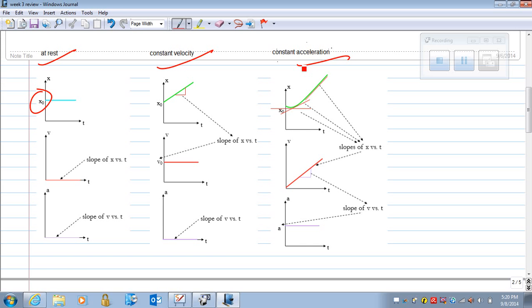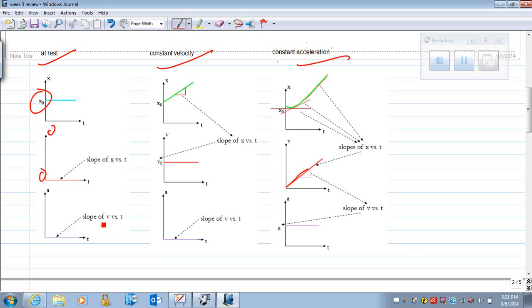And the next one, for the velocity time graph, if it's at rest, then it obviously is going to be at 0. Here's our velocity time graph. Okay, if it's constant velocity, it'll still be a straight horizontal line, but it'll be something other than 0. And if it is on a constant acceleration, it'll be a straight sloped line.